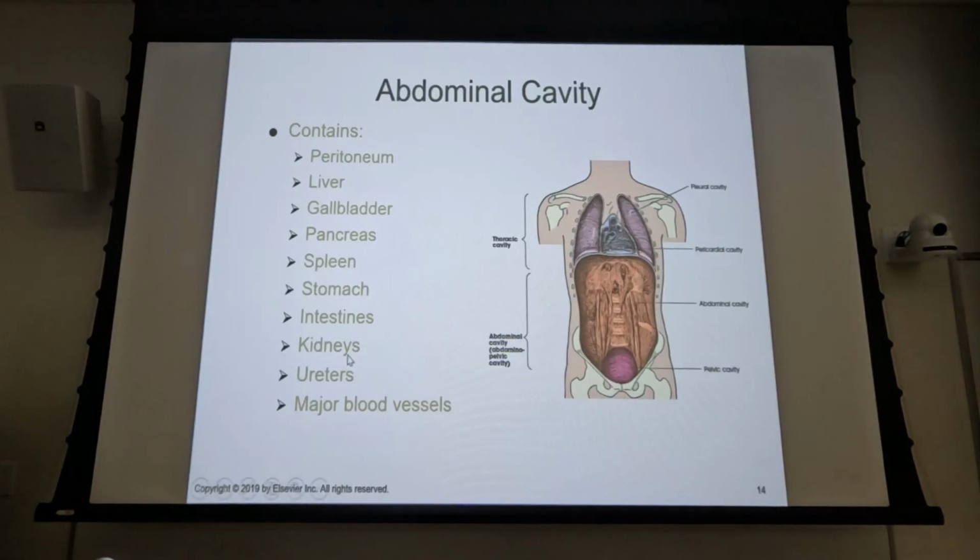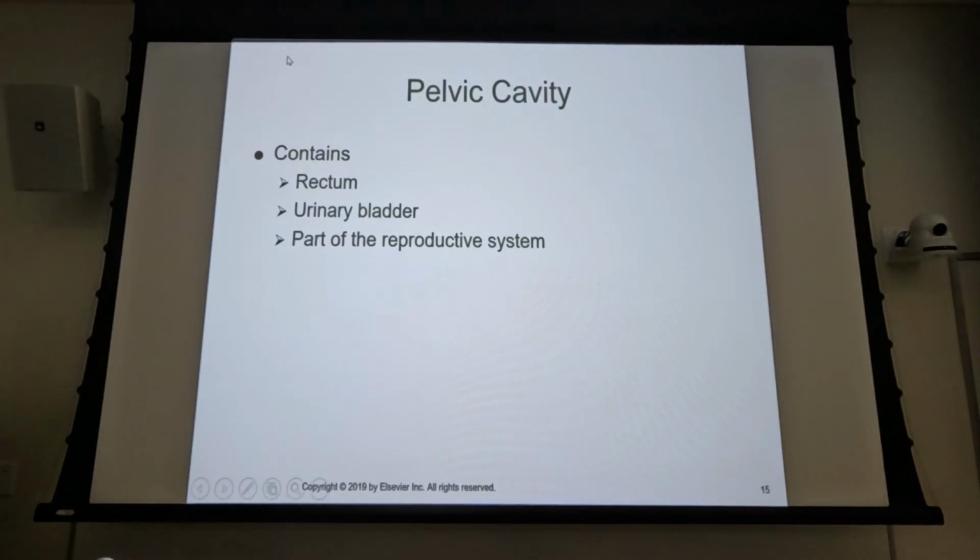Your kidneys are in the abdominal cavity, but they're retroperitoneal, meaning that they're behind the peritoneum. You've got your ureters and major blood vessels there as well, which we already talked about. So, in the pelvic cavity, we've got the rectum, the urinary bladder, and part of the reproductive system, especially in women.